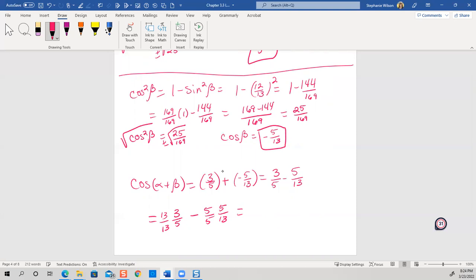All right, so 13 times 3 is 39. 13 times 5 is 65. 5 times 5 is 25. And now we are going to say 39 minus 25, I believe it's 14. Yes, it is. So it leaves me with 14/65. And that is our final answer.